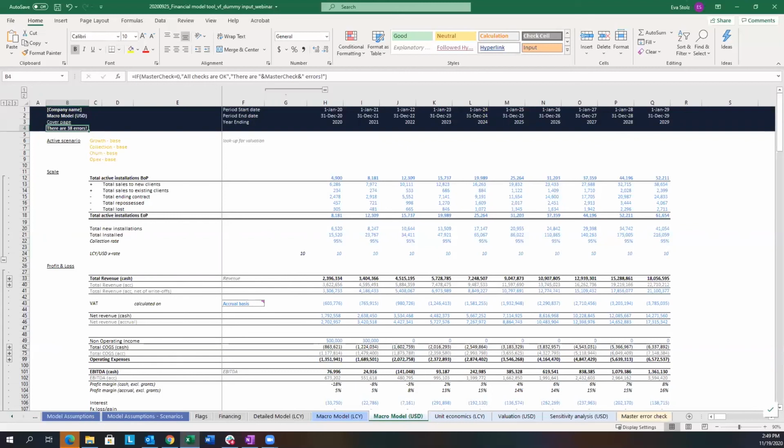Yeah, so these were some of the key functionalities. And as mentioned, they are also described in the user guide that will be published together with the model.